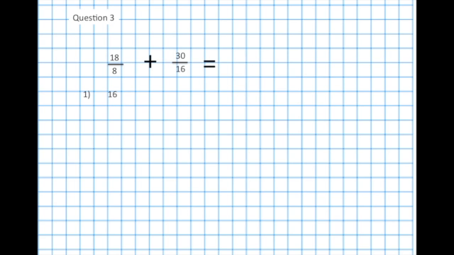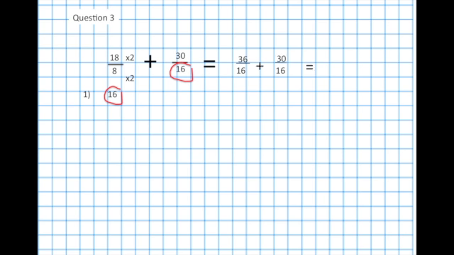And there we have it. The first number I see when I count in 8s, 8, 16, I've got the same denominator already. How did I get to 16? I timesed by 2. So if I times the 8 by 2, I times the 18 by 2, which gives me 36. The 30 sixteenths doesn't change, so we can just add them together.